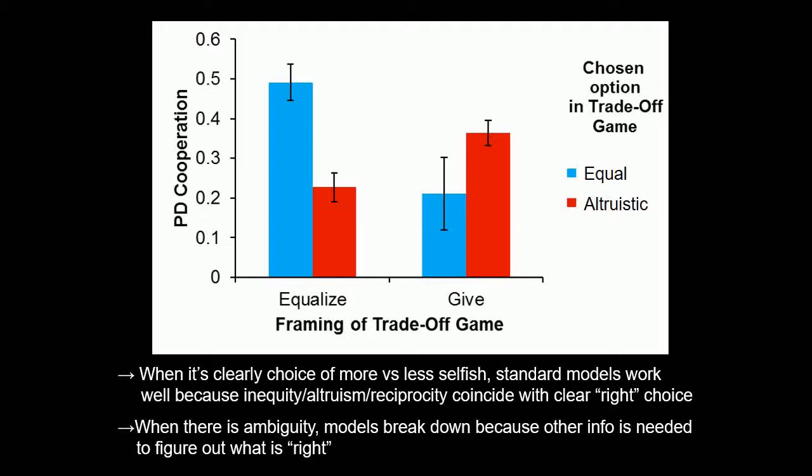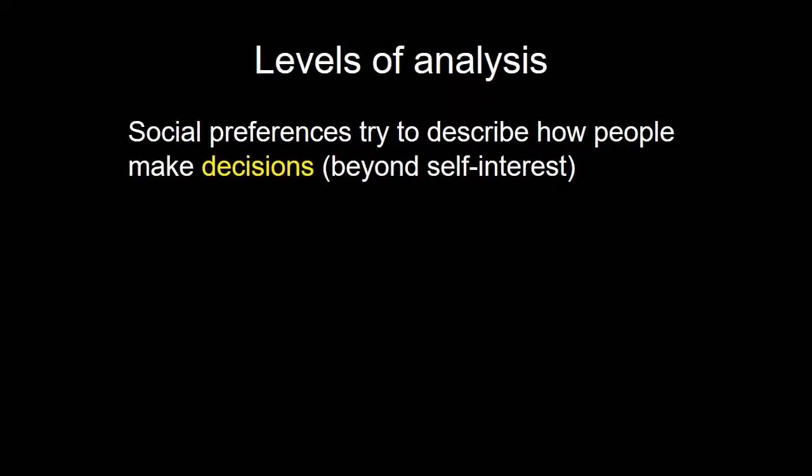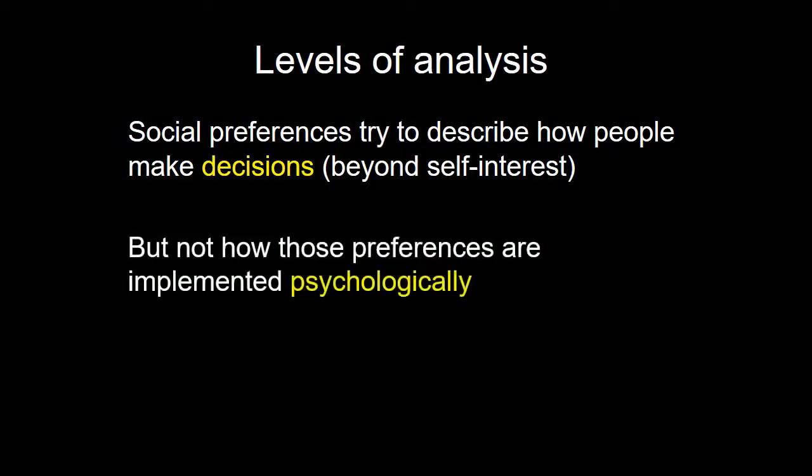Okay, so what I'm going to do now is we're going to reflect on different levels of analysis. These social preference models are trying to describe how people make decisions in some kind of quantitative way. And that can be useful if you're interested in predicting what people are going to do, and if you're interested in understanding commonalities across different experiments. But these economic models don't say anything about the psychology of how these preferences are implemented.